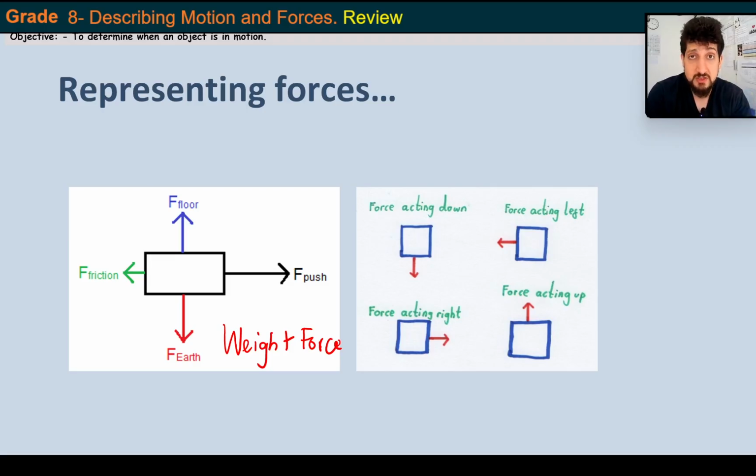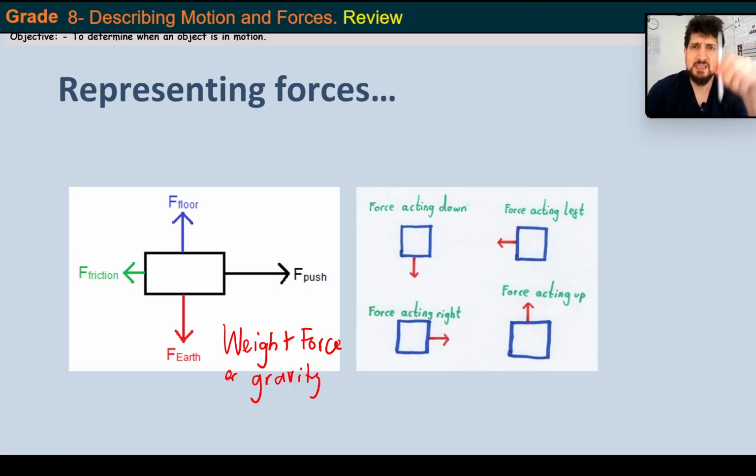So as far as you're concerned in grade 8, gravity is a force, weight is a force. When you get to grade 11 or grade 12, then we'll have this discussion in a bit more detail. But for now, gravity is a force, weight is a force. Okay, so we have weight force acting downwards, or gravity, right? So gravity or weight, that's the force that pulls everything down.